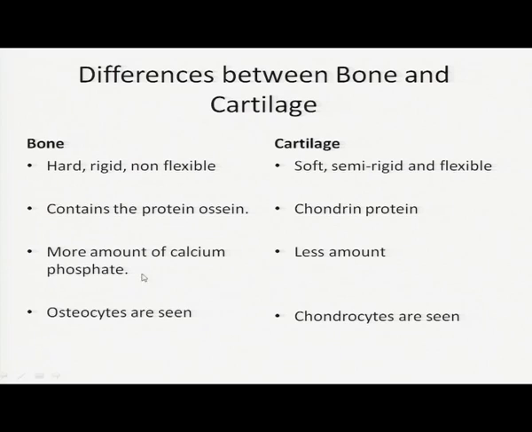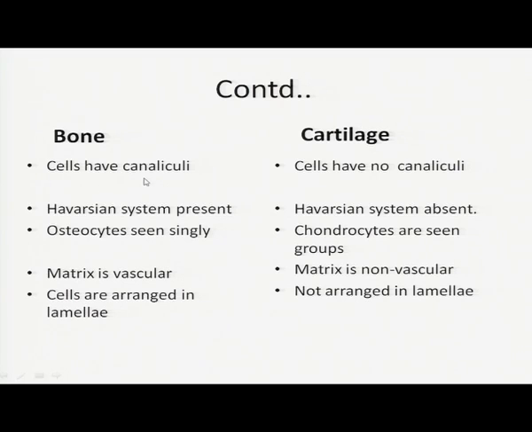More calcium and phosphate is present in the bone, and the amount of calcium phosphate is very less in cartilage compared to bone tissue. The cells are known as osteocytes in bone, and the cartilage cells are known as chondrocytes. Bone cells have canaliculi, that means branches. But chondrocytes do not have any branch, so canaliculi is totally absent.